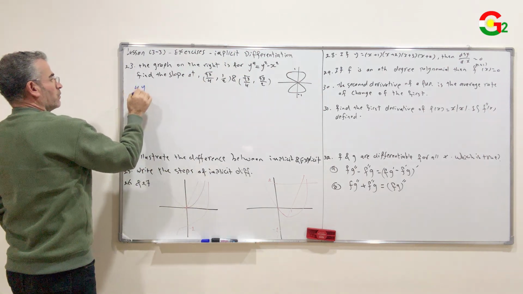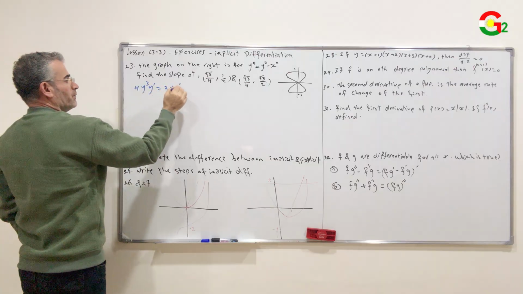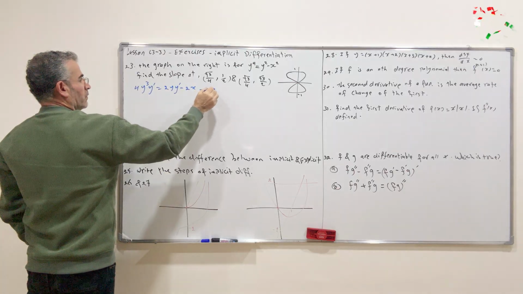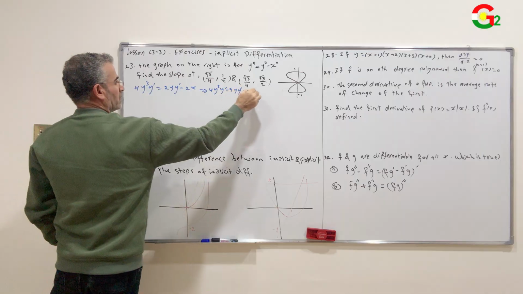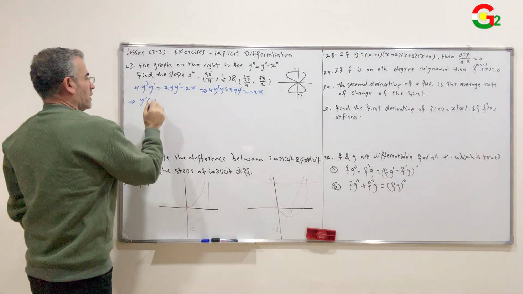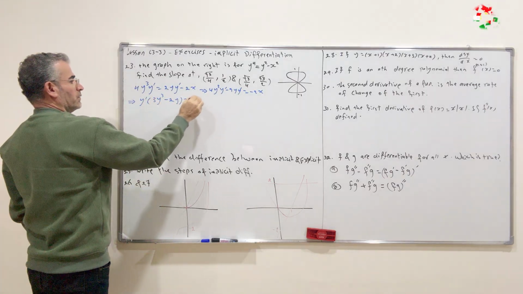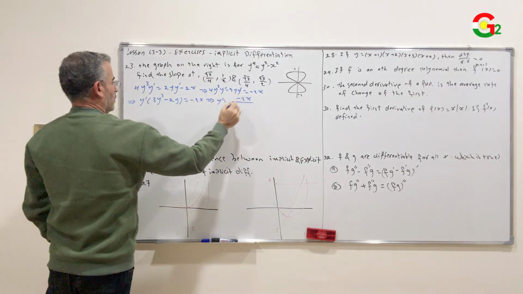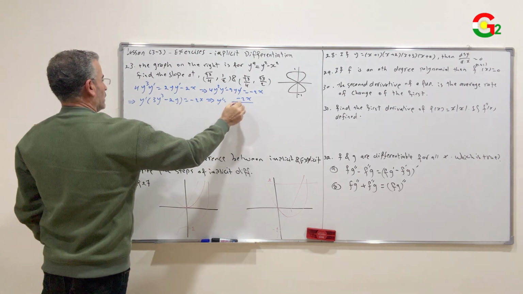Differentiate both sides. 4y^3 y' = 2y y' - 2x. Then 4y^3 y' - 2y y' = -2x. Then factorize by y': y'(4y^3 - 2y) = -2x. Then y' = -2x over 4y^3 - 2y.